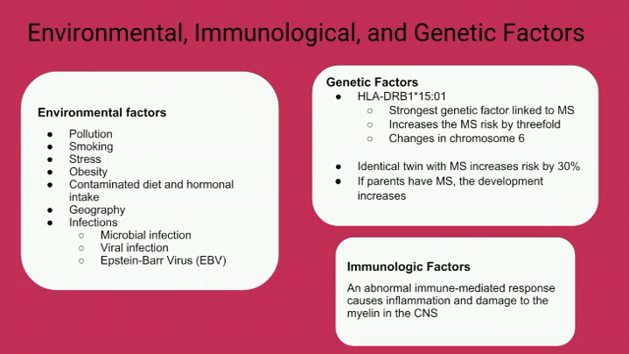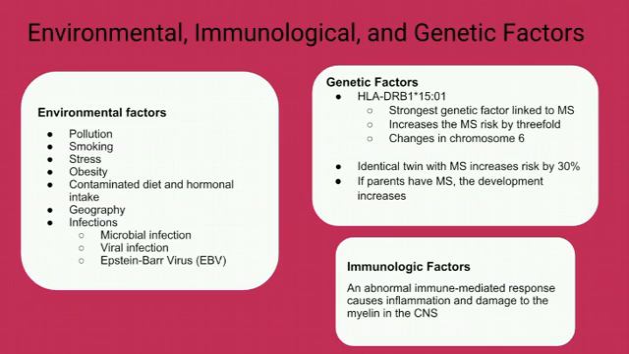These include environmental, immunological, and genetic factors. So, with environmental factors, you can have pollution, smoking. Smoking increases the risk. However, if you stop smoking before or after the onset of MS, it can help delay the disability progression. Also, microbial infection increases the incidence of MS, and MS can be induced by many microbes.